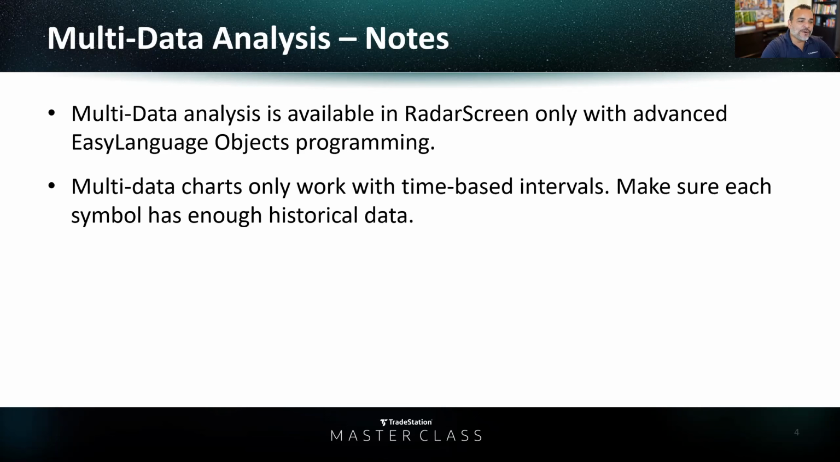Multi-data charts only work with time-based intervals. Make sure each symbol has enough historical data. So if you're asking yourself, could I do this with maybe a Renko or a Kagi line? Would I be able to create a multi-data chart using volume charts, like tick charts? No, it's not possible. The only way for you to mix symbols together is using time-based charts.